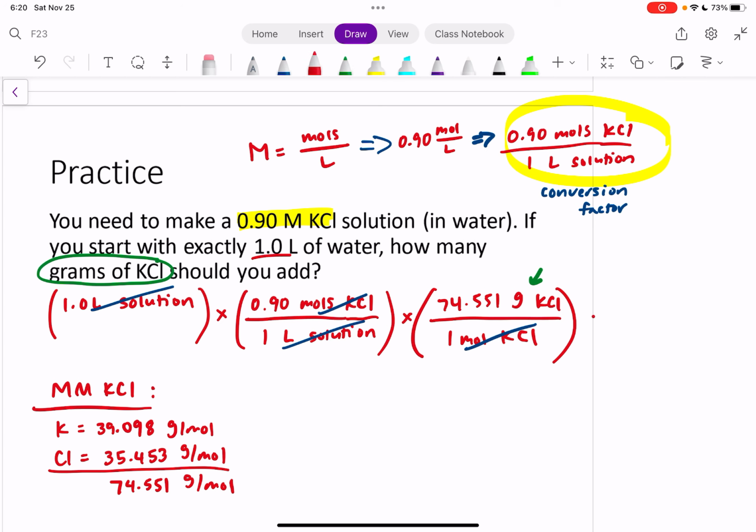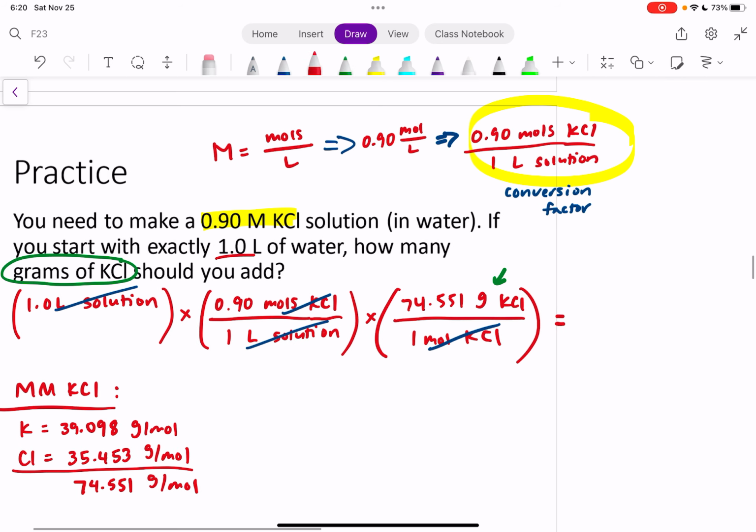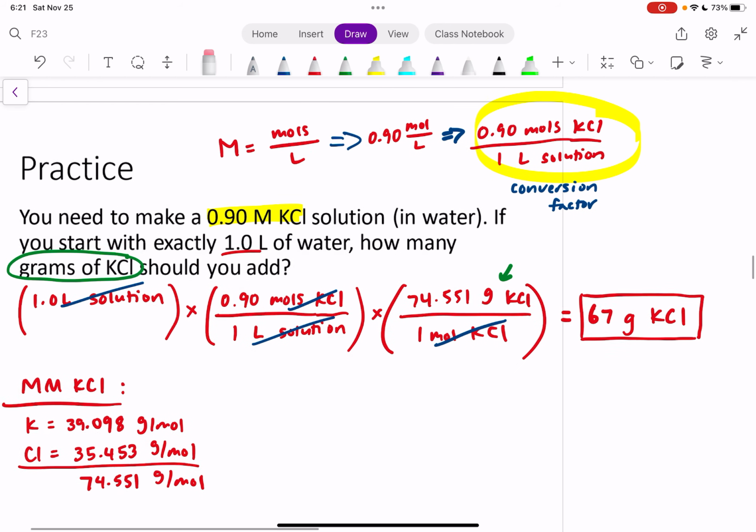Okay, now let's get a number out of this. So we get 1 times 0.90 times 74.551, and that's going to give us 67.1. Actually, let's leave it at 67 because we only have 2 sig figs. So I have to put 67 grams of potassium chloride in 1 liter of water in order to make a 0.90 molar KCl solution. And this is what chemists do.